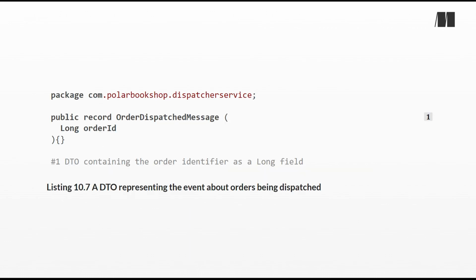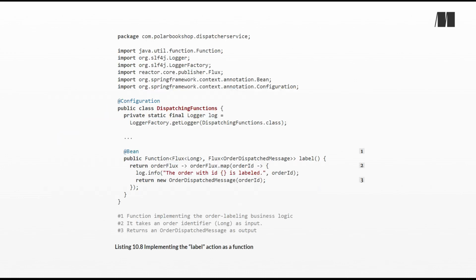In the com.polarbookshop.dispatcherservice package, create an OrderDispatchedMessage record to hold the identifier for a dispatched order. Listing 10.7. A DTO representing the event about orders being dispatched. Now that the input and output are clear, it's time to define the function. Open the DispatchingFunctions class and add a label method to implement the order labeling as a function. Since we want it to be reactive, both input and output are wrapped in a Flux publisher. Listing 10.8. Implementing the label action as a function.